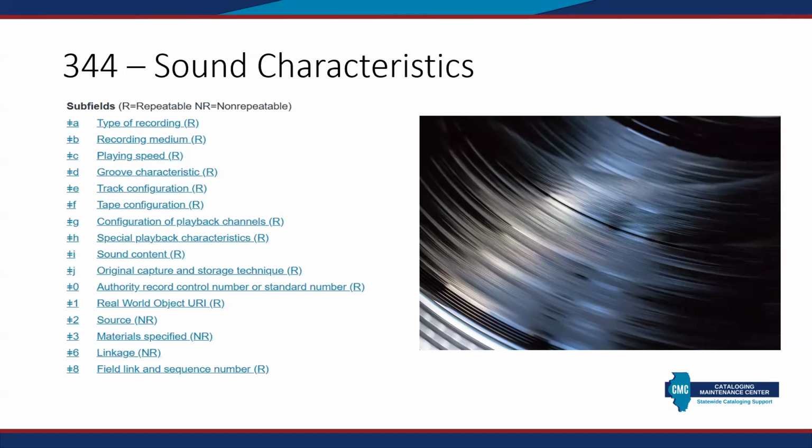Subfield J wraps us up at the 344. It is for the original capture and storage technique, how the sound was originally captured and stored, and should be recorded here no matter what manifestation of the item is being cataloged. I'm not an expert on capture and recording techniques, but electrical capture digital storage is a good description for a compact disc, and electrical capture analog storage covers audio cassettes. See BFAS for more information on those.